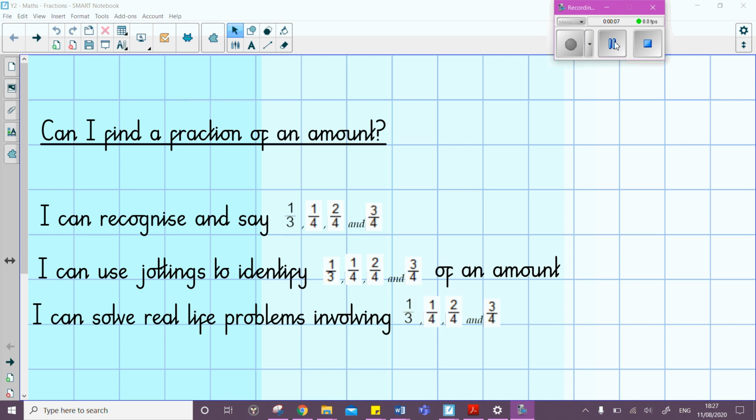Thought we could do a bit of maths and find fractions of an amount, because I remember how fantastic you were at your fractions in year 2. Today we're going to be finding a fraction of an amount, and by the end of the lesson you'll be able to recognise and say 1/3, 1/4, 2/4 and 3/4. You will be able to use jottings, whether it's diagrams or some calculations and working out, to identify 1/3, 1/4, 2/4 and 3/4 of an amount, and also be able to solve real life problems involving all of those fractions.